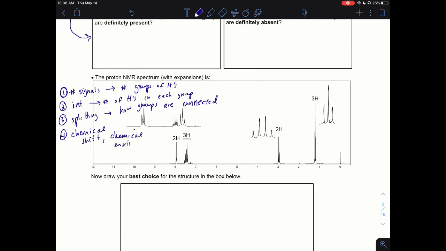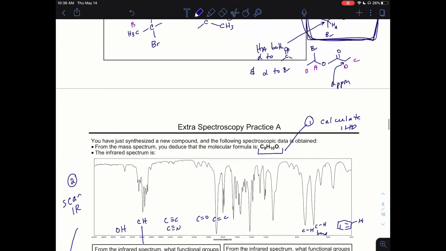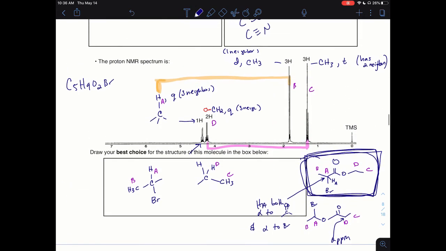So if you think about the previous example, we didn't really use chemical shift too much until the very end, and it helped us decide where to locate this oxygen of the ester, like which piece it should be connected to.